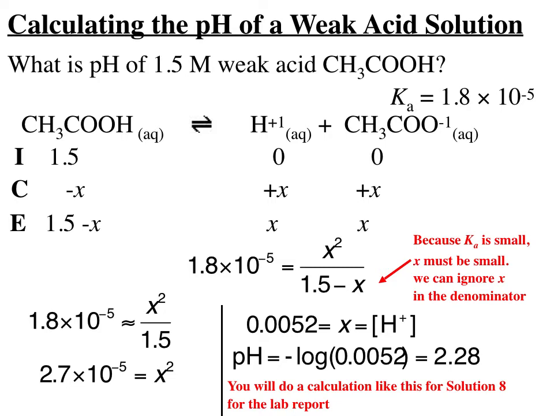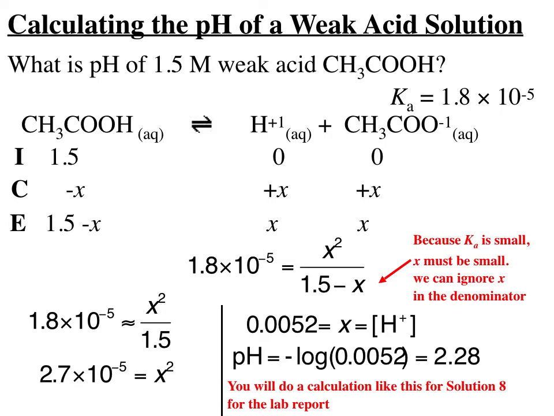Again, I ignore the X in the denominator of the actual K expression in order to avoid solving a quadratic equation. I can assume this because the 1.8 times 10 to the minus 5 is saying that X is a little number, and I'm certainly going to claim X is small compared to 1.5. So subtracting a tiny number from 1.5 is still 1.5 in that denominator. So now I can just solve a much simpler equation: 1.8 times 10 to the minus 5 equals X squared divided by 1.5.